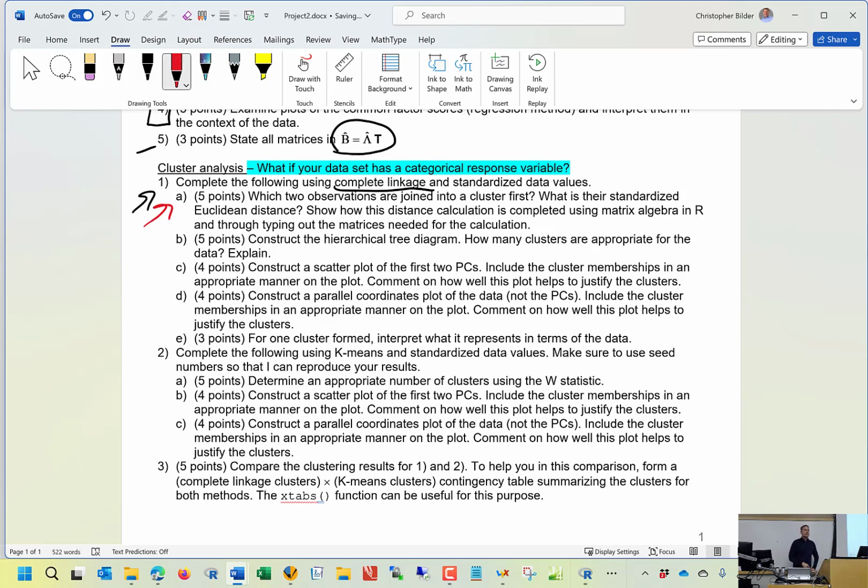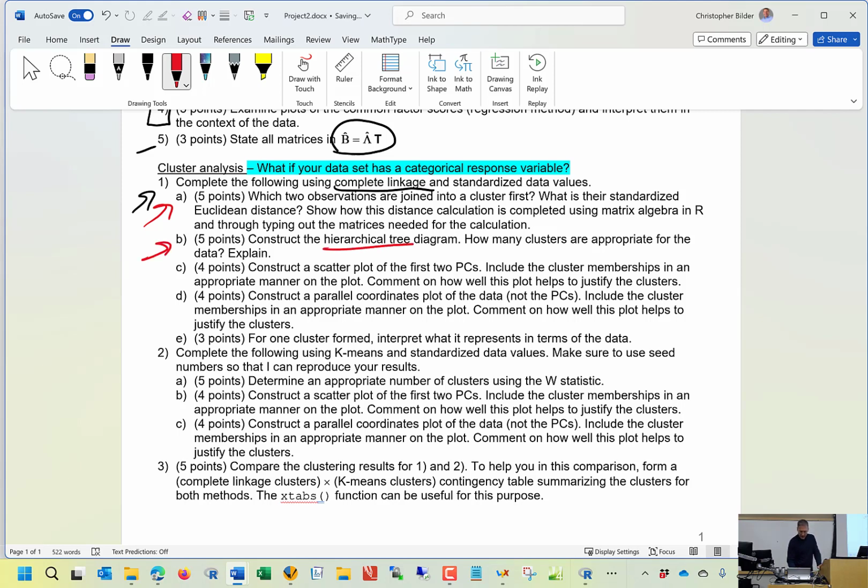Part A here. Run hclust. Tell me which 2 observations are joined first. Give me the corresponding distance that R gives you from hclust, but I want you to also show me you know how to do the calculation even without hclust. So we actually did this last time, where we found this Euclidean distance between 2 points. Do that here with the standardized data, just to show me that you can do it.